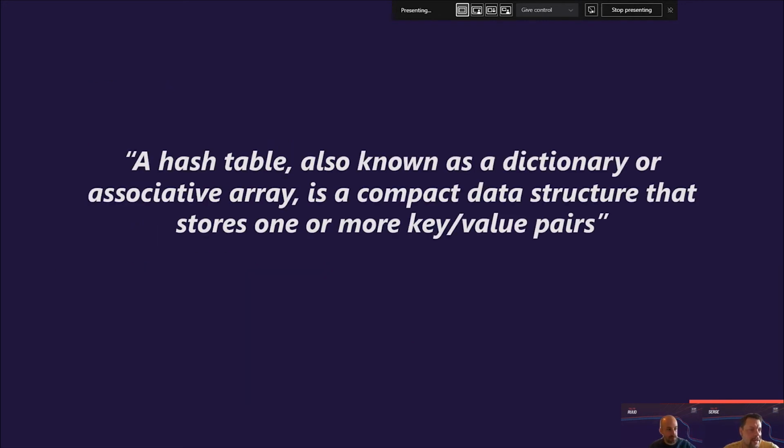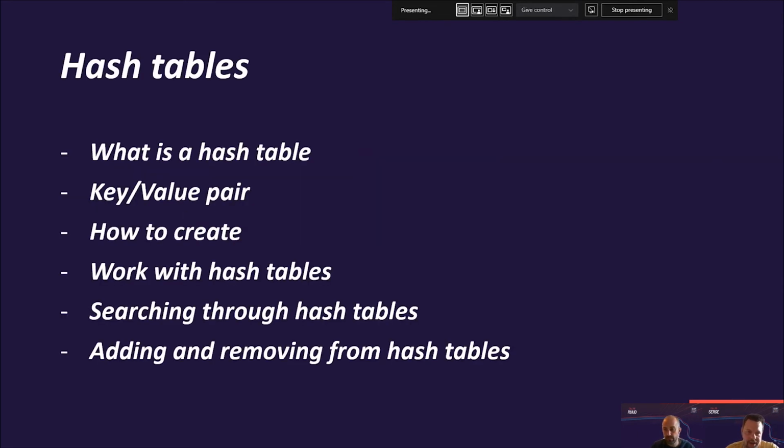Hash tables are also a data structure, known as a dictionary or associative array, where we have a compact data structure that stores one or more key value pairs, and that's very important to notice. I'm sure Ruud is going to elaborate more on that, but key value pairs are very important. Now that you know the definition of a hash table, let me talk about it a little more. I don't want to take up all Ruud's time because he's got another example lined up.